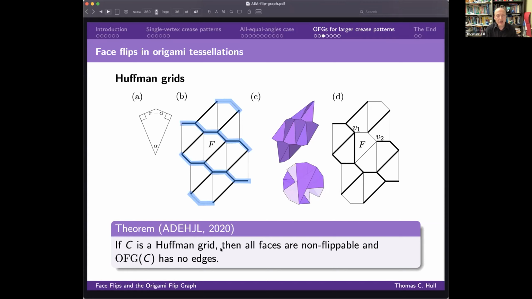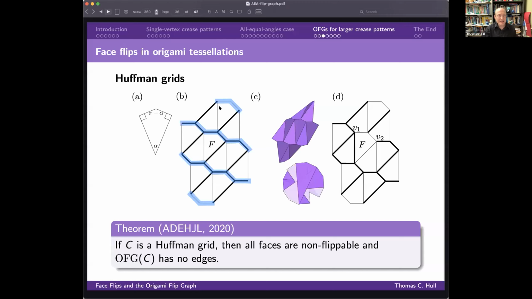All the faces are non-flippable, and the origami flip graph has no edges. This is the exact extreme of the square grid case, where all faces are flippable and the flip graph is connected. Here, nothing works, and you can see that.